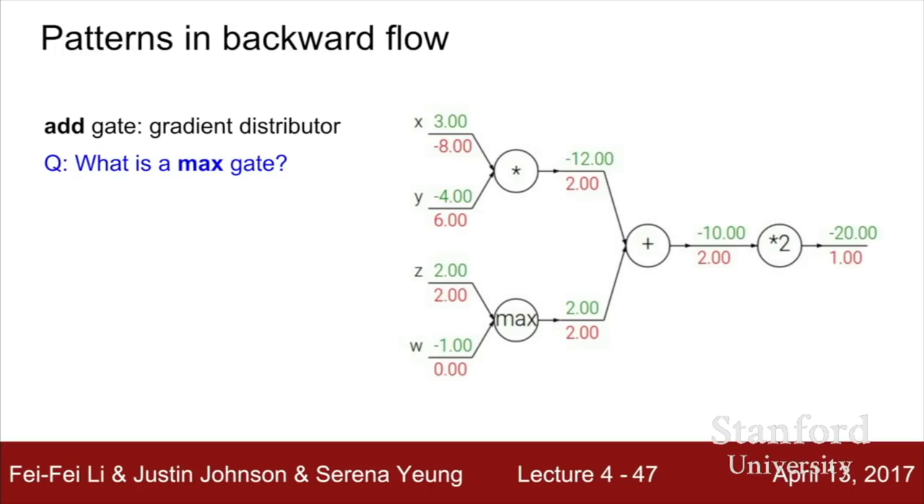So what does a max gate look like? We have a max gate here at the bottom, where the inputs coming in are z and w. Z has a value of 2, w has a value of -1, and then we took the max of this, which is 2, and we pass this down into the remainder of our computational graph. Now if we're taking the gradients with respect to this, the upstream gradient is, let's say, 2 coming back. And what does this local gradient look like?